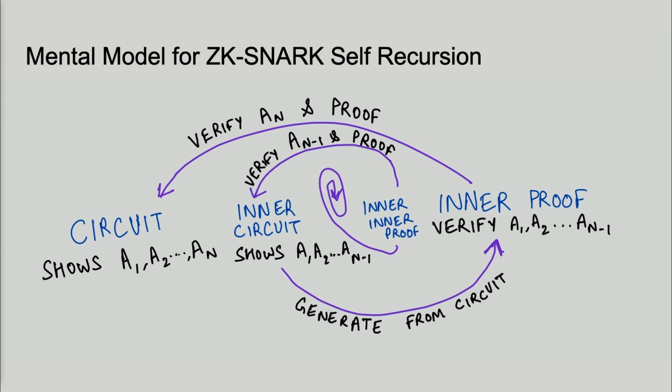Generally, I like to think of this like you are peeling the layers of an onion. You have an inner circuit, for instance, which shows some statements of knowledge, let's say A1, A2, and so on up to AN minus 1. And then you generate a SNARK proof from this circuit, which you can verify in another SNARK proof. So in the outer SNARK proof, you verify one more piece of knowledge, which let's say is AN, as well as you verify a proof of the steps A1 up to AN minus 1. So combining this, you now have a larger proof which says, yes, A1, A2, and so on up to AN are correct, and not just the previous prefix.